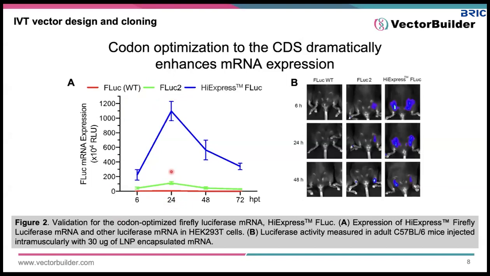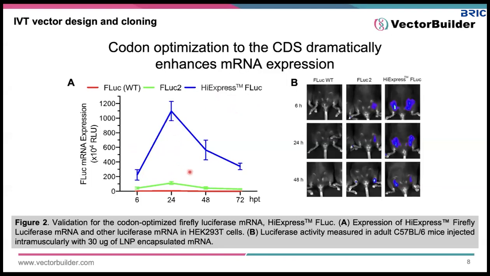At VectorBuilder, we developed a proprietary codon optimization method and applied that to the FLuc2 coding sequence and generated what we name as high express FLuc. And when we use this mRNA and transfect it into 293T cells under the same condition, you can see that the peak activity is further improved from FLuc2 by another around 10-fold.